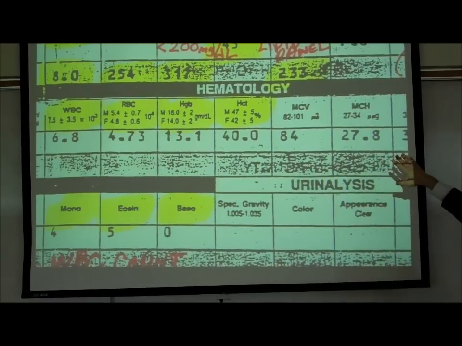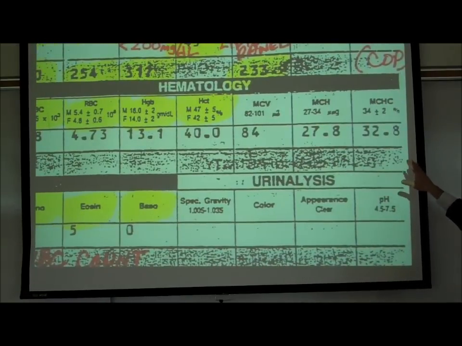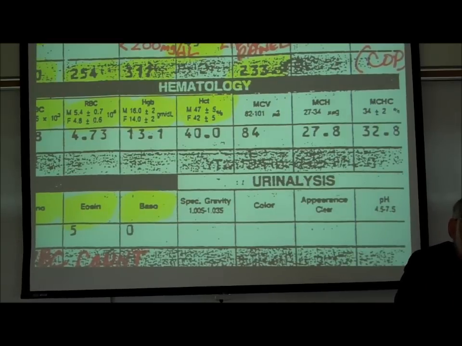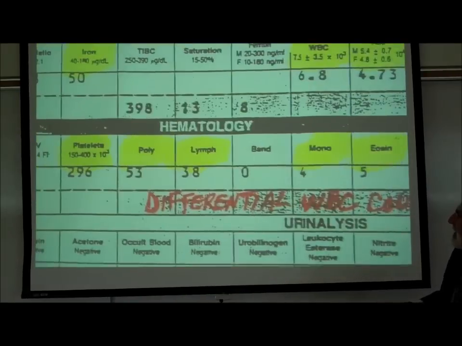We're not going to worry about MCV, MCH, MCHC. These are all additional ways of evaluating or assessing which type of anemia the person has. We're not going to get into that.